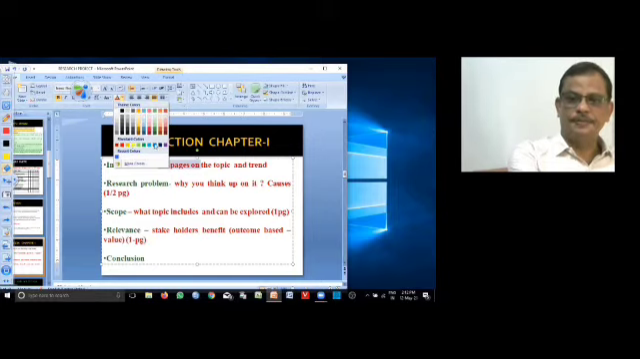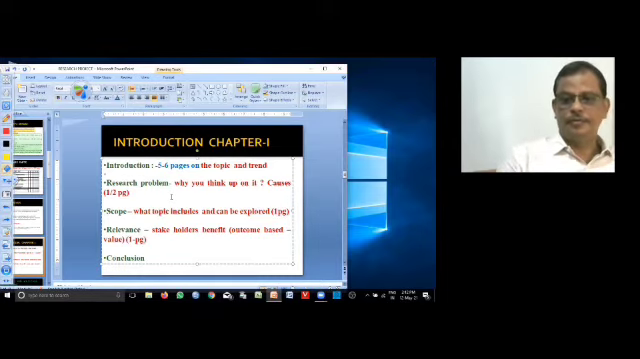Then come to the research problem. Why do you think of taking up this research? What are the causes? What are the gaps? We have to mention that as a problem. Then come to the scope. What topics are to be included and explored in the scope, or what activities you want to explore? It should be within one page.